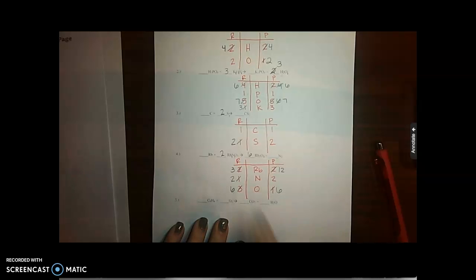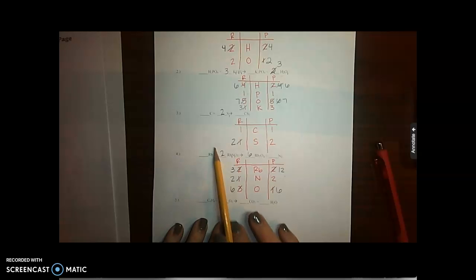So my Rbs are not balanced, my N's are balanced, and my O's are balanced. The lowest possible number that I can make 3 and 12 is 12. But I would have to multiply that 3 by 4. And if I put a 4 here, it's not just going to change the Rb. It's going to change the N and the O. And we don't want to do that because those are balanced.